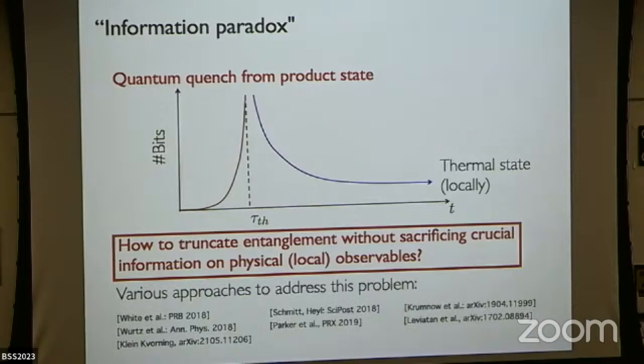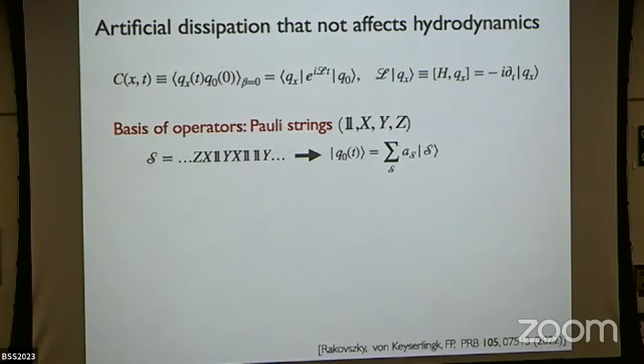There have been various approaches to this problem in the literature, which I'm listing here. You also find them in the lecture notes. But I want to discuss just one particular one, and given the short time, I want to give you an idea about what the strategy is. The strategy is to not do the evolution in terms of states, but instead go to the Heisenberg picture and do the evolution in terms of operators.